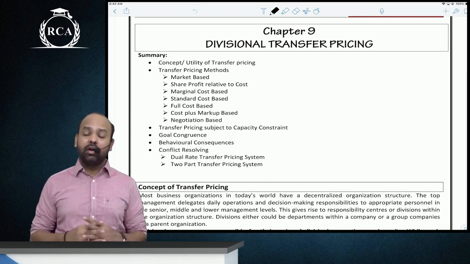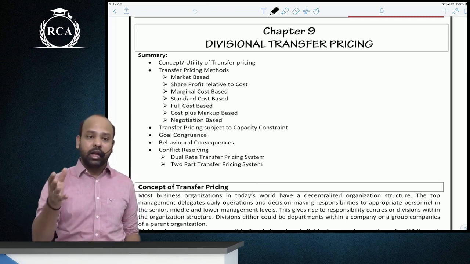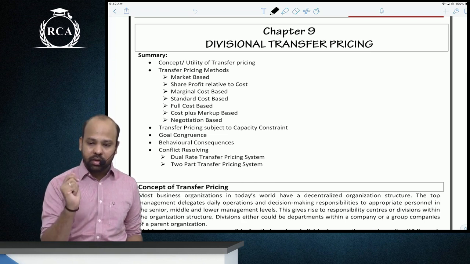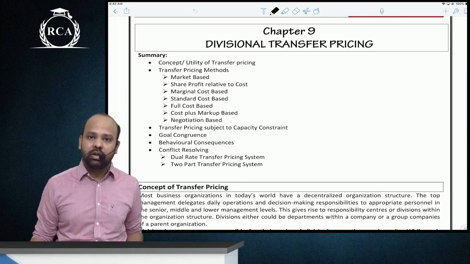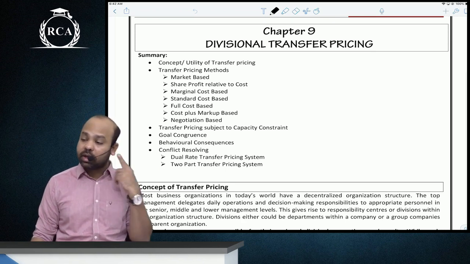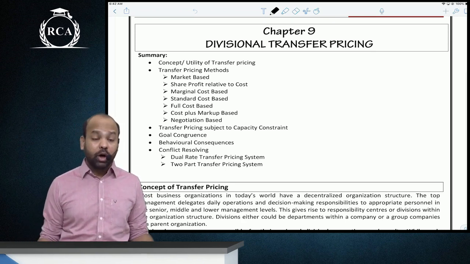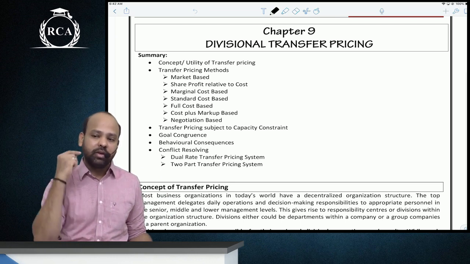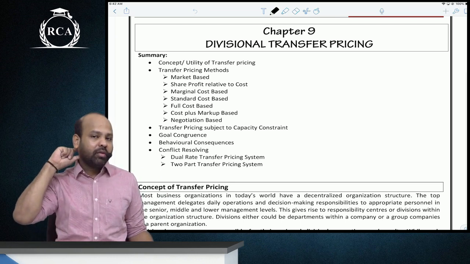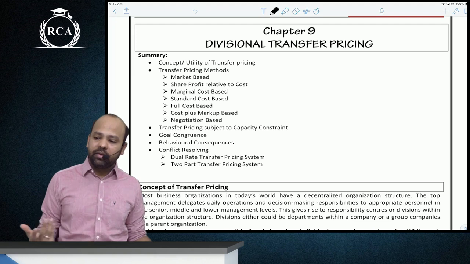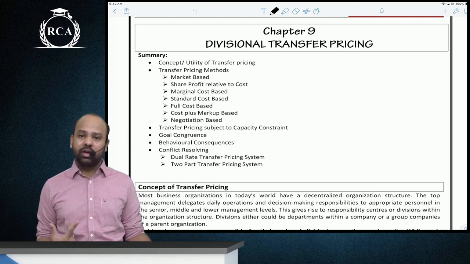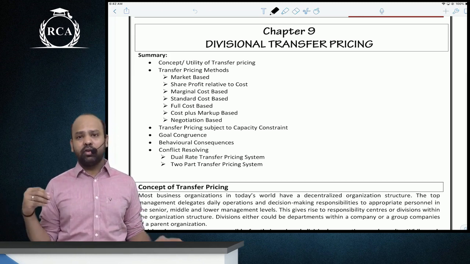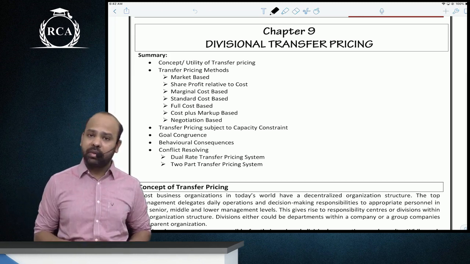Here we are not talking about arm's length price. I'm not telling you that it should be fair value, meaning between two knowledgeable buyers and two knowledgeable sellers, the price at which the transaction takes place is fair value. Here, guys, fair value is a different thing. It would depend upon how much resources you have, underutilized, overutilized. A lot of other factors come into picture rather than just arm's length price.